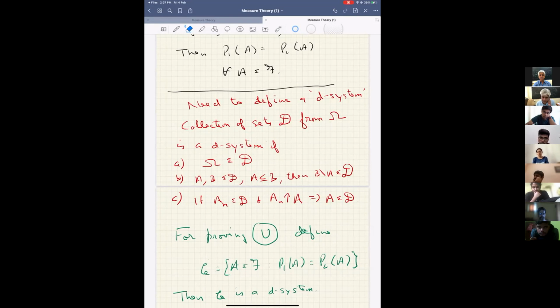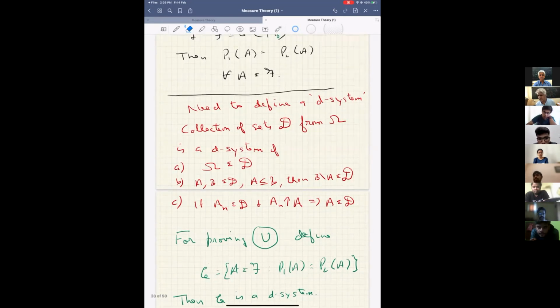And if A_n is in D for each n, and A_n is an increasing sequence of sets, so it's getting larger and larger, then its limit. What's the limit of A_n in this case? Anyone? How do we define it? Union. It's just a union. That's a well-defined object. So the union A must also be in D. So this D collection has these properties: differences between sets are there, and if you have an increasing sequence of sets, then the limit is also there.